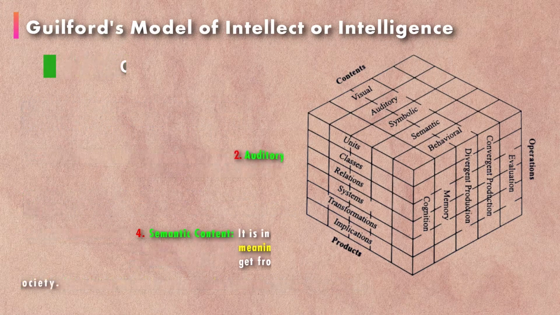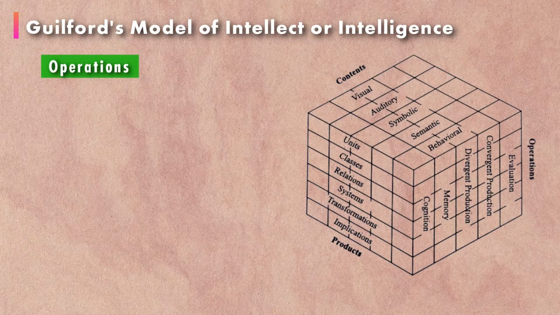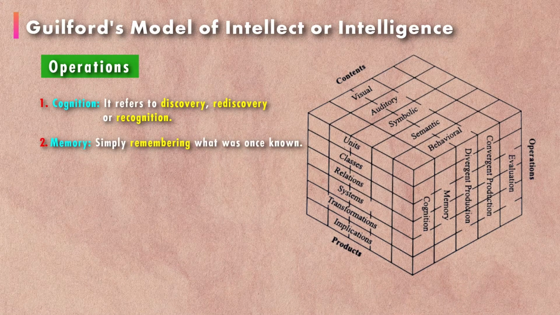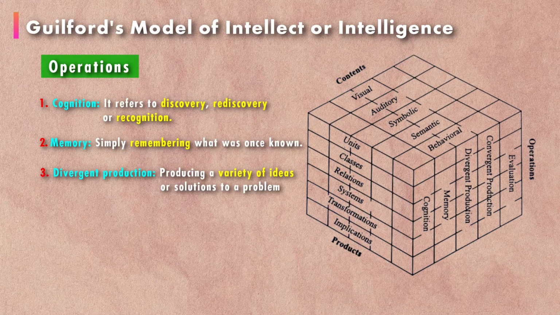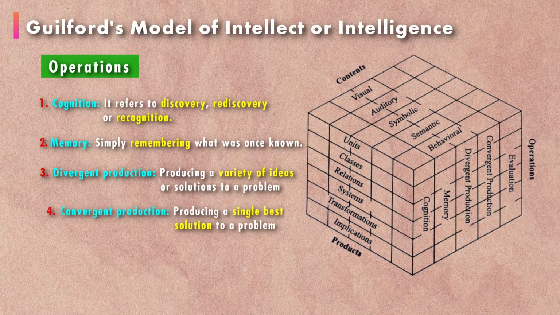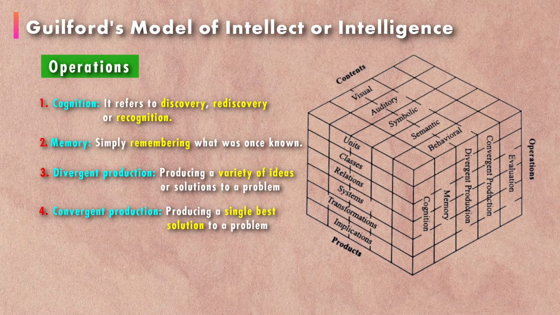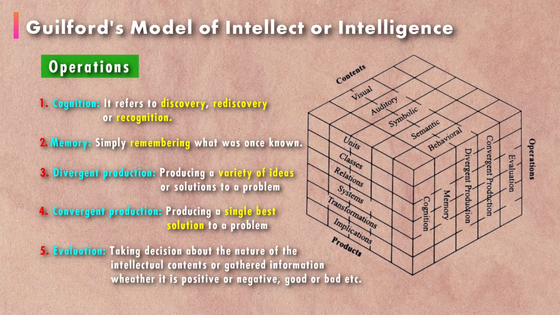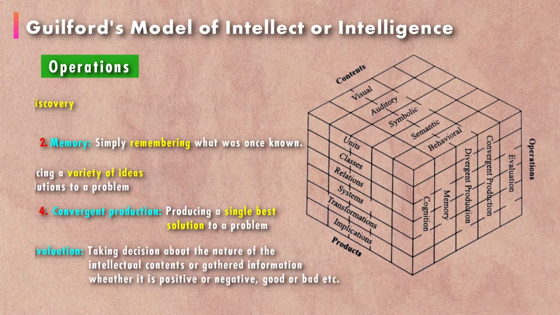The first element in the operations dimension is cognition. It refers to the discovery and rediscovery of knowledge. Second is memory, that is retaining and recalling the content of thought. Divergent production is producing a variety of ideas or solutions to a problem. Convergent production is producing a single best solution to a problem. The final one is evaluation, that is taking a decision about the nature of intellectual content gathered, whether it is positive or negative, good or bad.